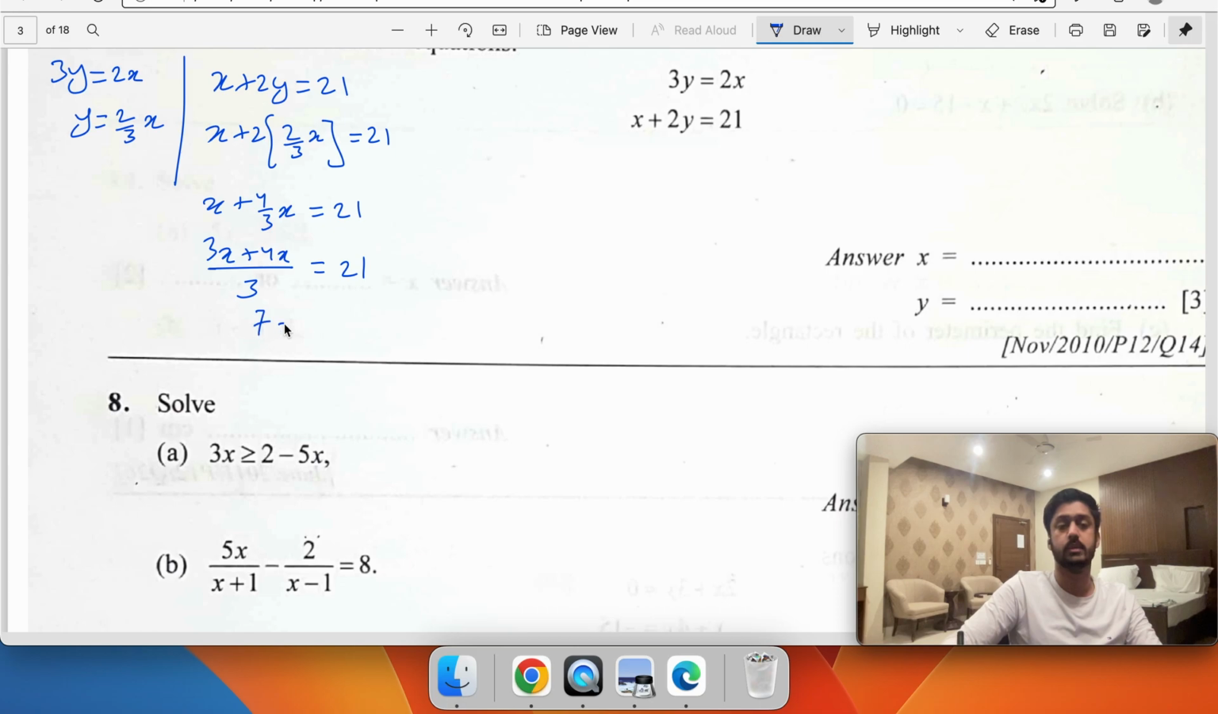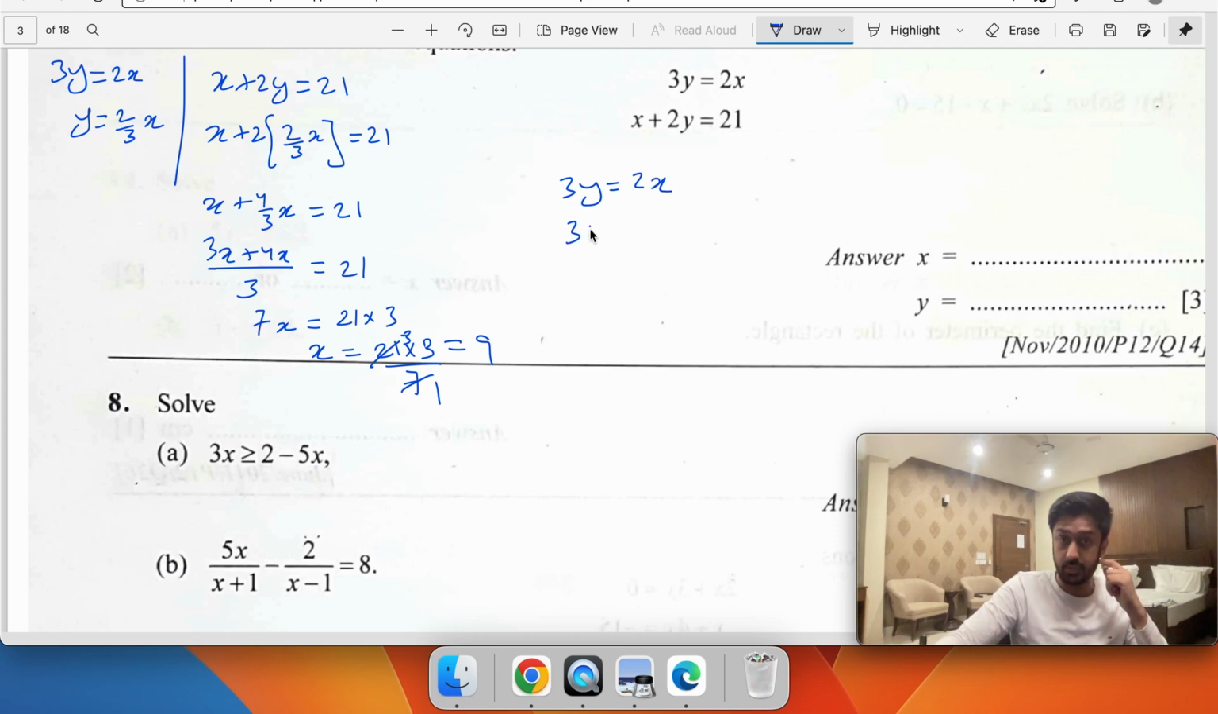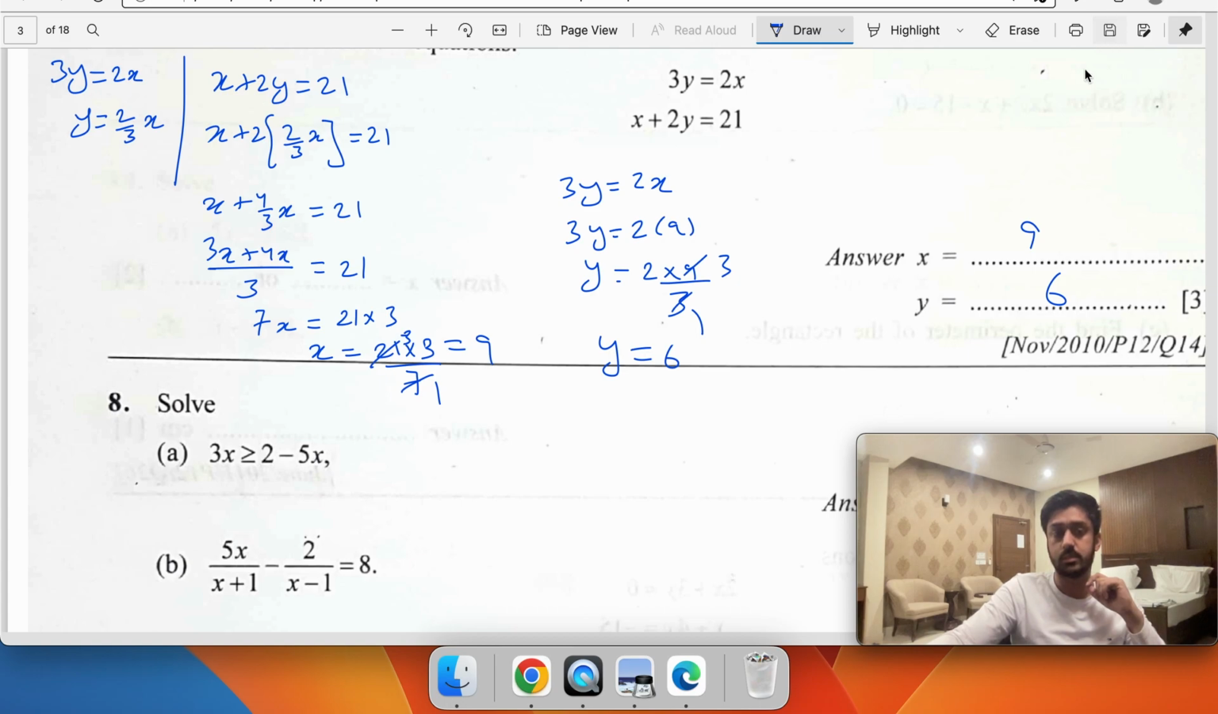3 and 4 is 7x is equal to 21 into 3. x equals 21 into 3 by 7. 7 once is 7, 7 three times is 21, so 3 threes is 9. So x is 9. 3y is equal to 2x. Substitute the value of x. 2 into 9. y is equal to 2 into 9 by 3. 3 once, 3 three times. So y is equal to 6. y is 6 and x is 9.